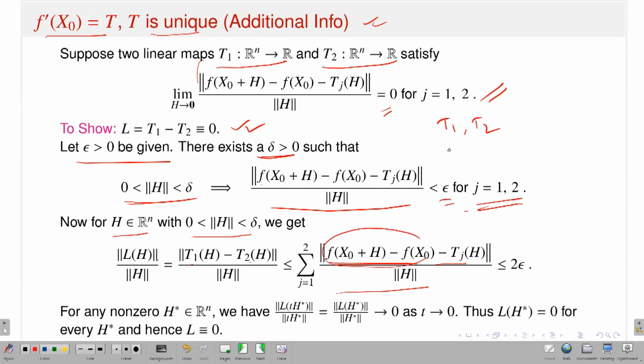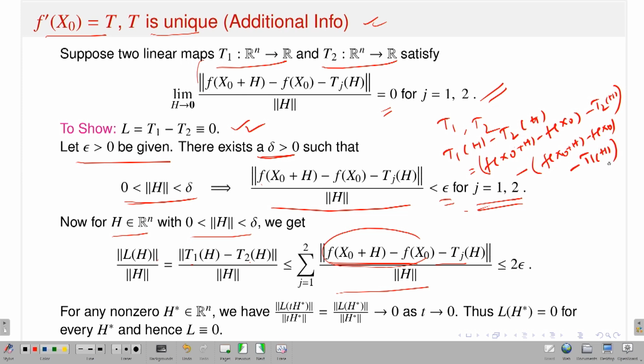So what I am trying to say is that T1 h minus T2 h is the same as f of x naught plus h minus f of x naught minus T2 h, and with a minus sign, f of x naught plus h minus f of x naught minus T1 of h. So add and subtract, nothing else I am doing, and then use the triangle inequality of the norm. So you will end up with this object. But what is given? Since 0 is less than norm of h less than delta, each of them is less than epsilon. Therefore this is less than or equal to 2 epsilon. So that information I have.